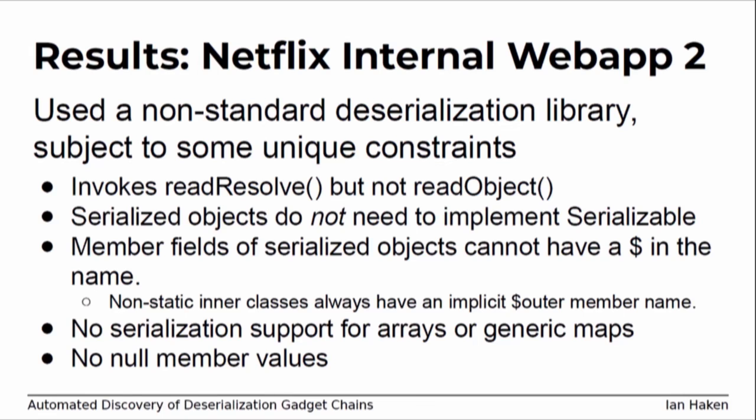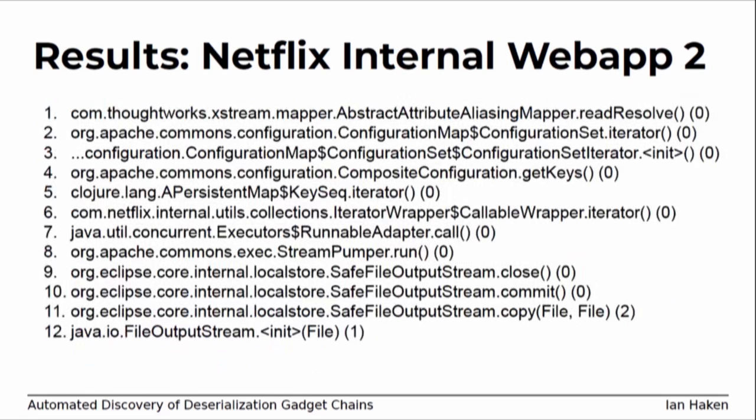But that's the sort of thing where Gadget Inspector has the functionality to stick in all of those constraints and then ask it to tell you, what do you find? And this is what it found. So this is a 12-step deep gadget chain, starts at readResolve like I promised, and the bottom thing that it does here is copy a file from any arbitrary location to any other arbitrary location. And that was cool because it allowed us to do things like exfiltrate private keys off the box by dropping them in the web app resources directory.